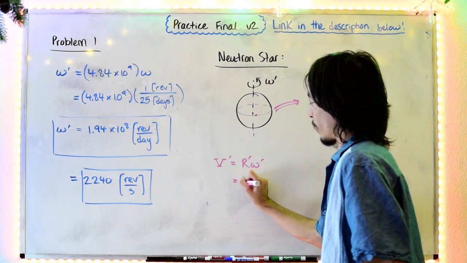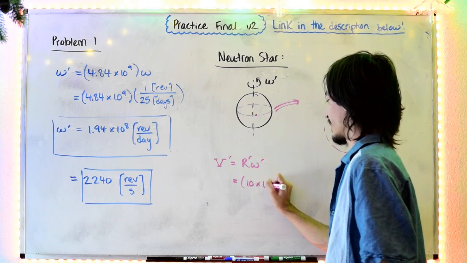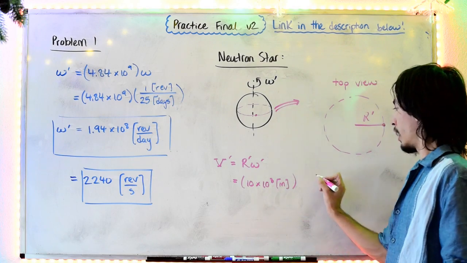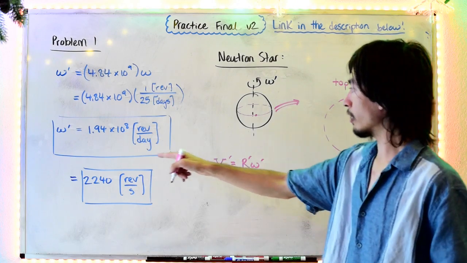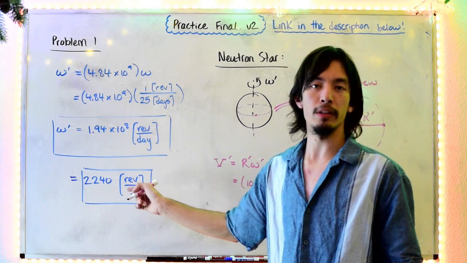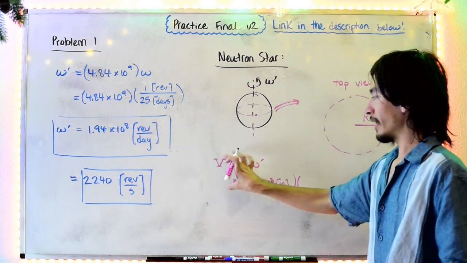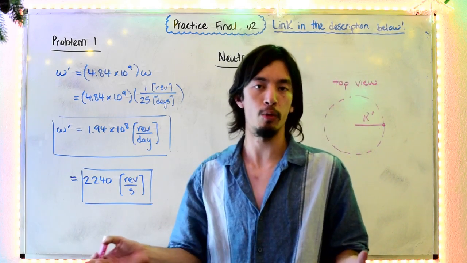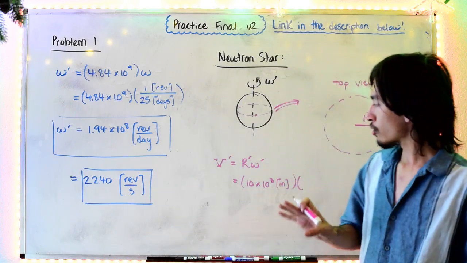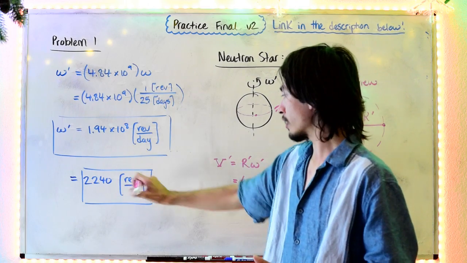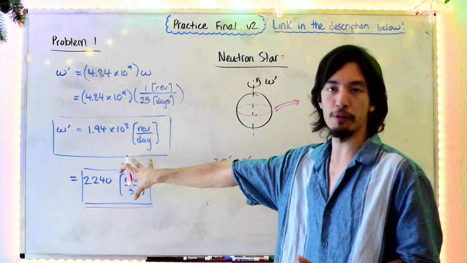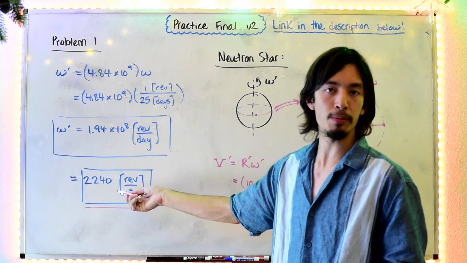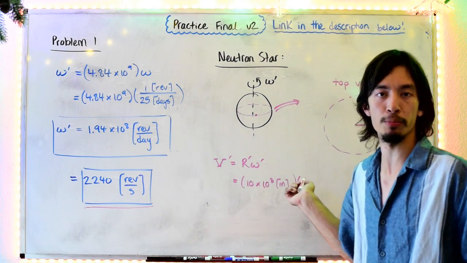So the radius of the neutron star is 10 times 10 to the third meters, and it's 10 to the third meters because it's in kilometers. Omega, we found in the previous part. Now, these are all in revolutions. When you are finding a linear speed or a linear quantity based on a rotational quantity, an angular quantity, it has to be in radians. So you will have to make one last conversion to this. So using this number right here, 2240 revolutions per second, or whatever you had in your calculator, we need to put that into radians per second so it's in standard units so that we will get meters per second here.